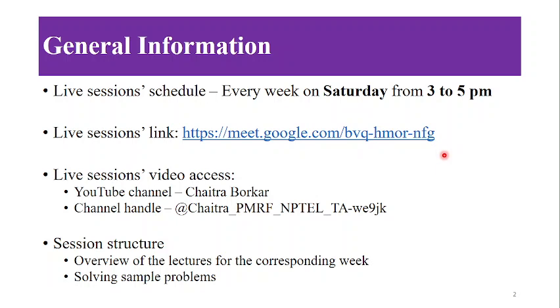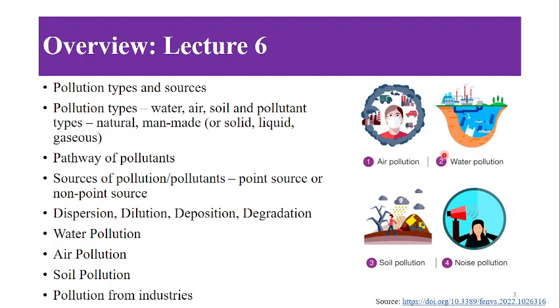Let's start with the overview of lectures 6 to 9 conducted in week 2. Lecture 6 was all about pollution types and its sources. Pollution types can be water pollution, air pollution, soil pollution, and pollutants can be classified on the basis of their mode of generation, which can be natural sources or man-made sources. These pollutant types can be solid, liquid, or gaseous.